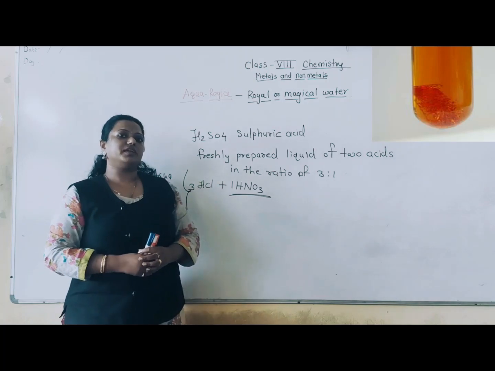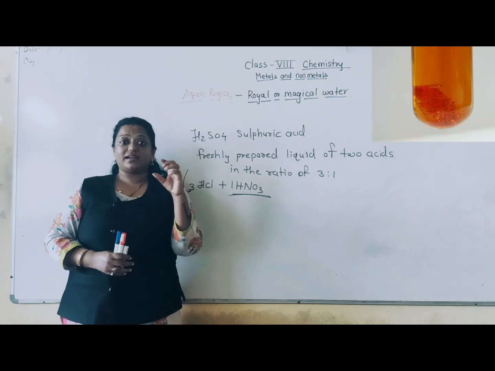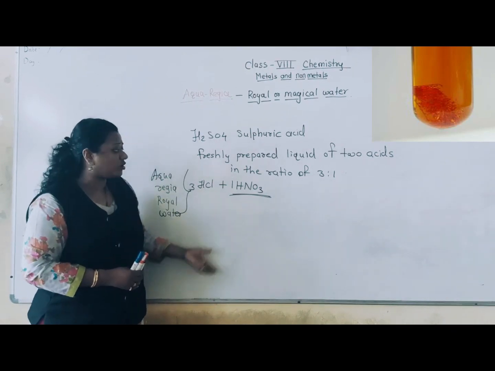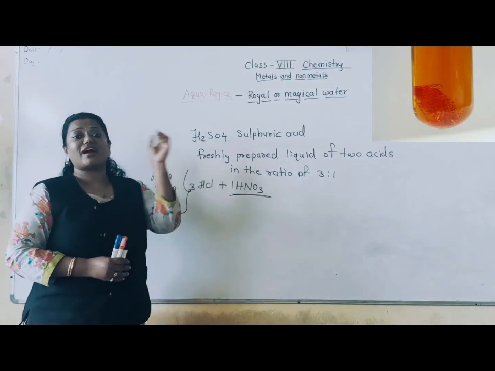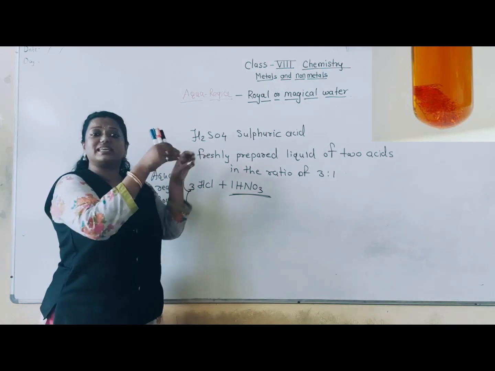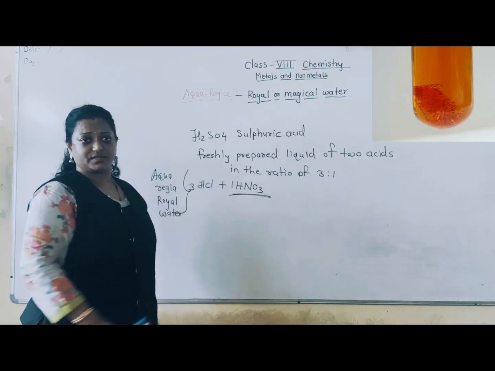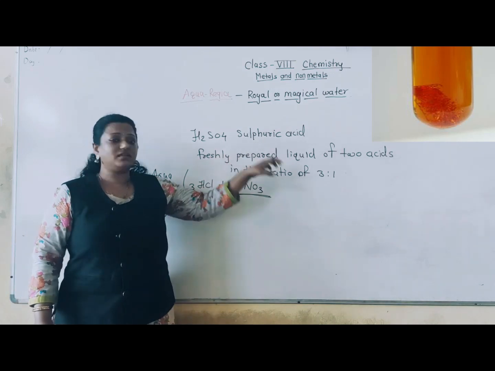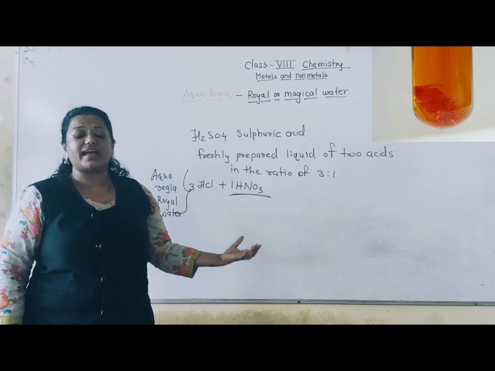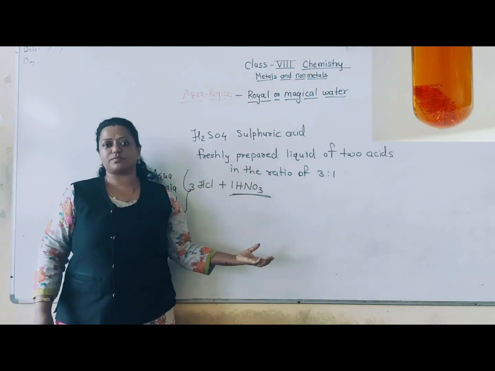So what were they doing? They were keeping their gold ornaments in this royal water. They did not know its name, but they had some chemicals with them, and in that they used to keep their gold ornaments. Whenever they kept the gold ornaments in that water, it was in the dissolved form, in the liquid form.